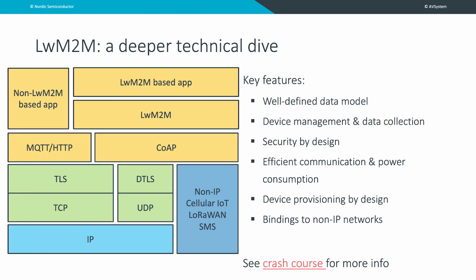Now, going a little bit more into technical details, on the left we see the stack of the Lightweight Machine-to-Machine protocol, and the heart is here in the Lightweight Machine-to-Machine layer. The well-defined data model is part of this: the objects, sensors, actuators, over-the-air update process, but also the semantics of messaging. So, what is following what?